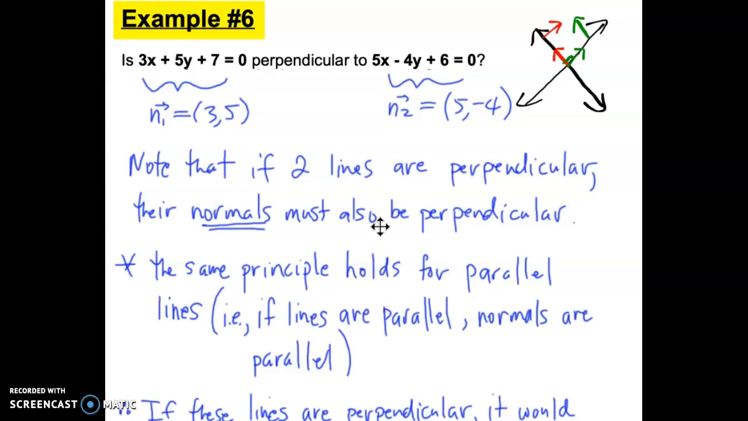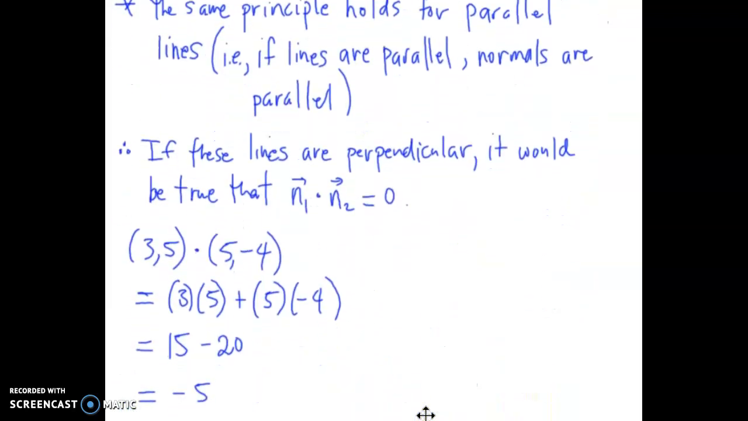Okay. But it would be the exact same idea if the lines were parallel. If the lines are parallel, the direction vectors are parallel. If the lines are parallel, the normals would also be parallel. But for us, we care about perpendicular.